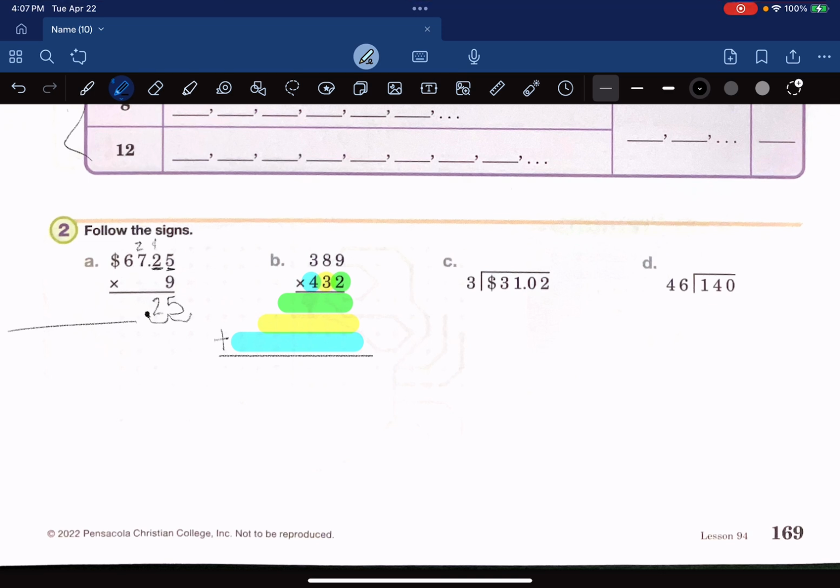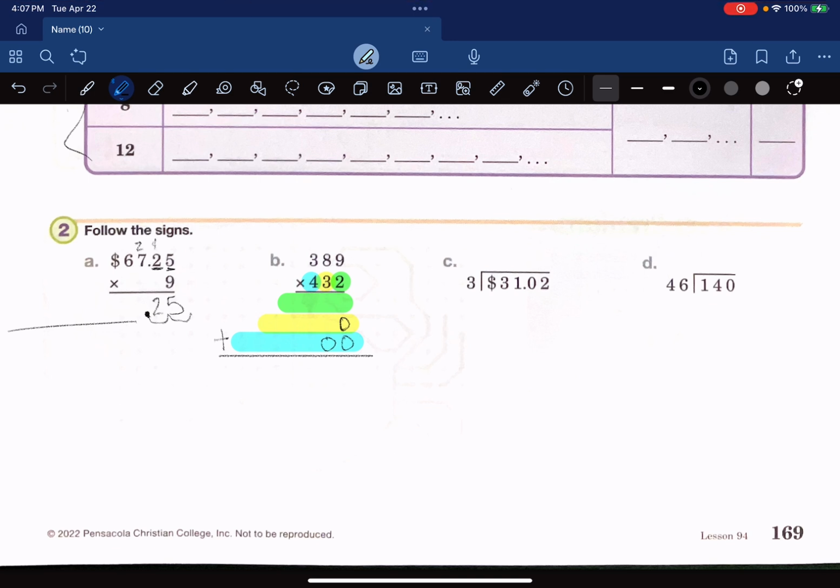Also, don't forget, once you are finished with your ones place, you need to have a 0 for that one. Same with down here, but then you're actually going to have 2 zeros because you have 2 place values that you are done solving. Because you'd be solving, like in the blue, 400 times 9. Not just 4 times 9, it's 400 times 9.